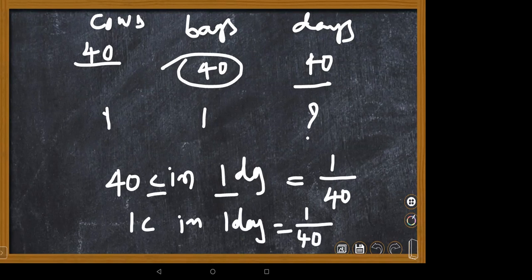Ma'am, is the answer 1 by 40 only, ma'am? 64,000? And the answer should be 40 only, ma'am. Ma'am, is it 1 by 1600? Ma'am, is it 1 by 64,000? Ma'am, 64,000 it can be, because 40 into 40. Yes, ma'am. 1 into 1 by 40 into 40 into 40. Yes, 40 into 40, right?